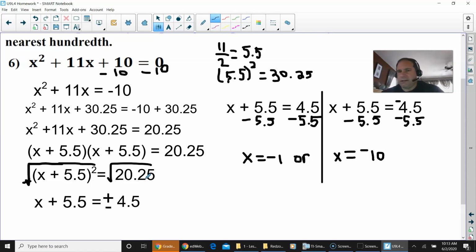All right, and so now I split up the two equations, and you have x plus 5.5 equals 4.5. You subtract 5.5 on both sides, you get x equals -1. Subtract 5.5 on both sides here, and you get x equals -10. I checked it in the calculator. All you have to do is graph this in the calculator, press y equals x squared plus 11x plus 10, and you will get these roots right here, checking your answer and seeing if it's correct.